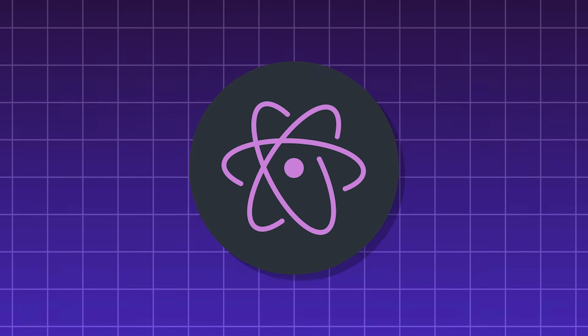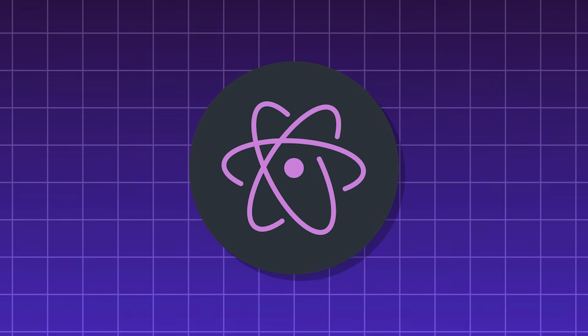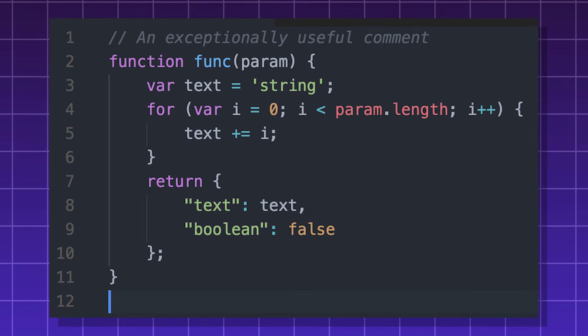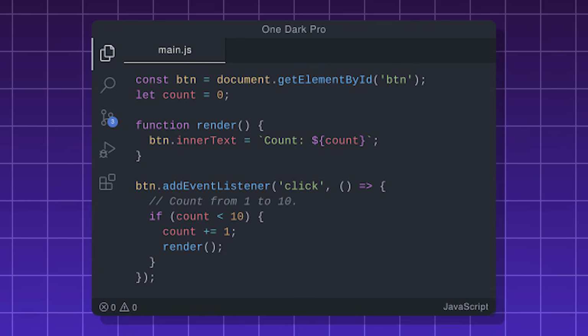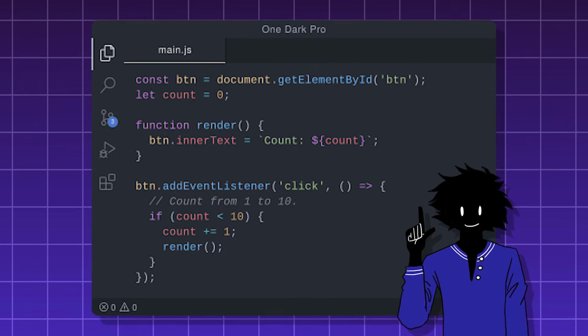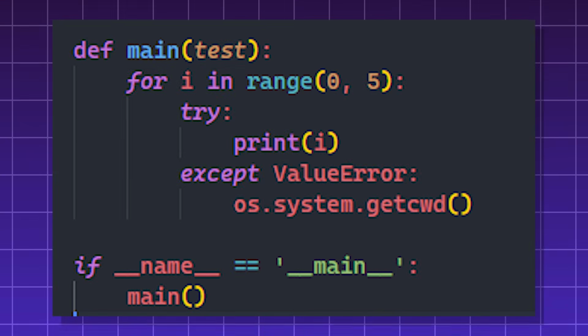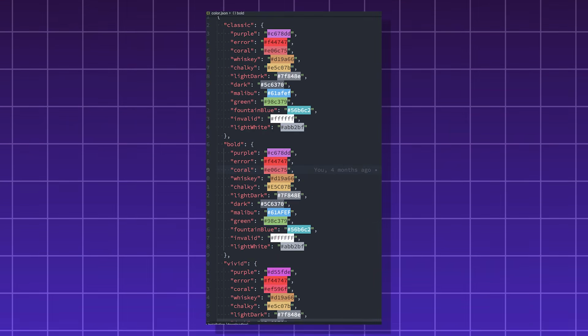OneDark Pro, one of the most popular color themes for VS Code. It's inspired by Atom's OneDark theme. Its syntax highlighting is designed to improve readability and reduce eye strain for long coding sessions. It works with most languages, and it's customizable.